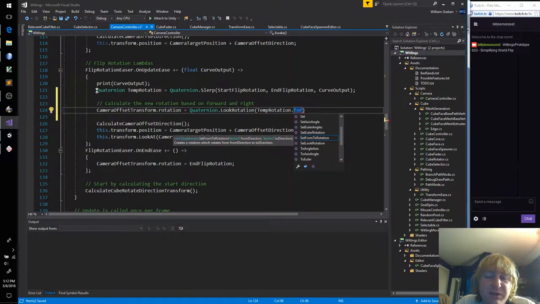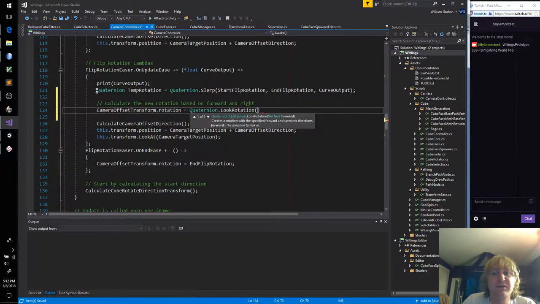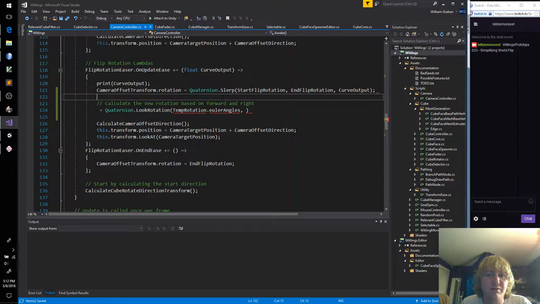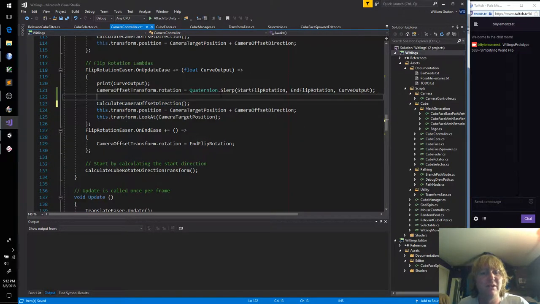Oh, shoot. Vector 3 forward. I am not sure that if I do temp rotation Euler that it's going to be happy about this. Yeah, we want a full. Okay, so let's do this. Let's do the slerp. Oh, but I think that this slerp is going to automatically flip it for us anyway. Let's give it a shot.